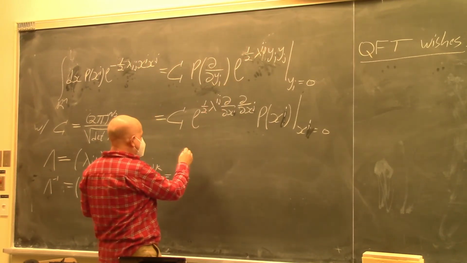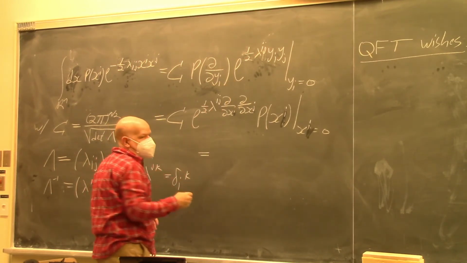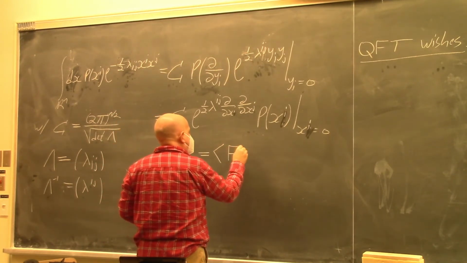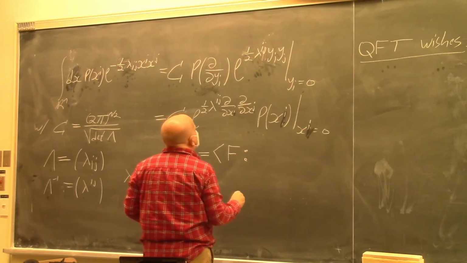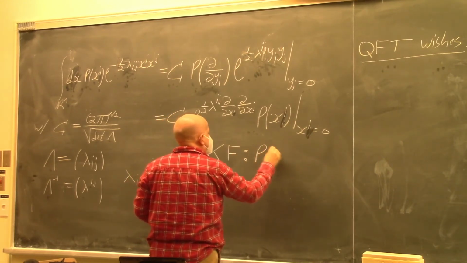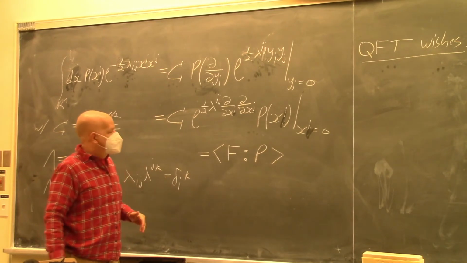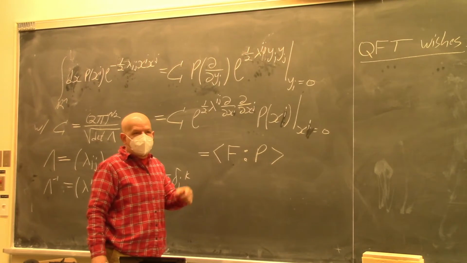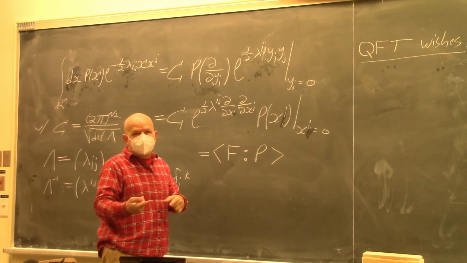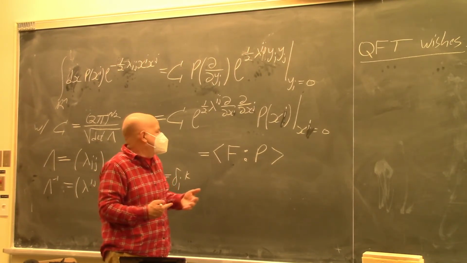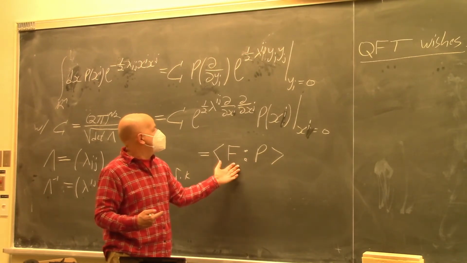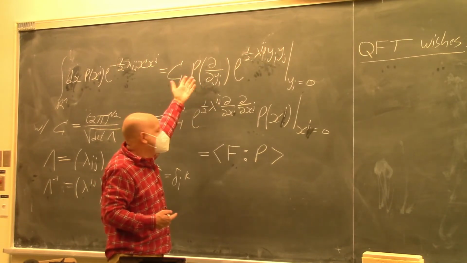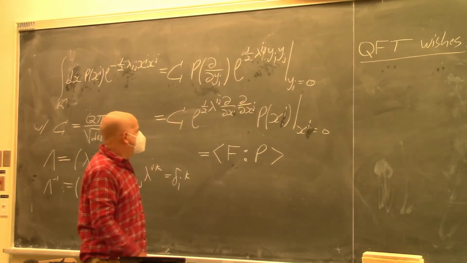But you see, this is also what we called f colon p. So really the computations we were after when we were doing compositions of generating functions, where we needed to compute things like that, are exactly these Gaussian integrals. They are exactly the same.